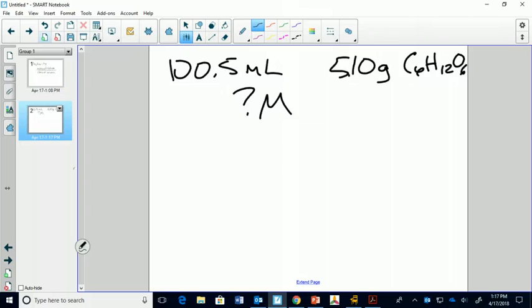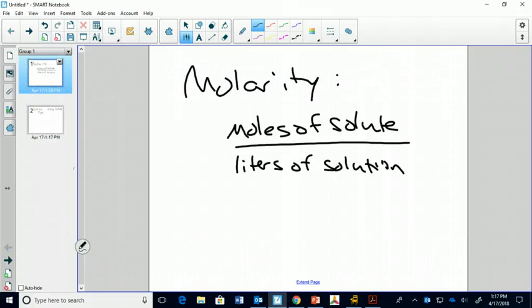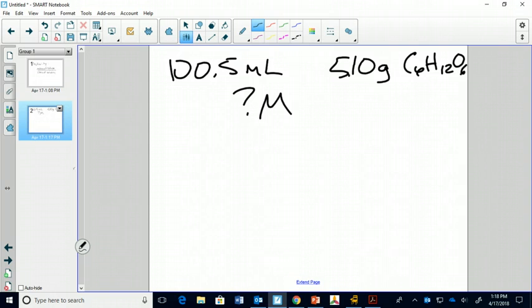Okay. So there's two things we have to figure out, right? How many moles of glucose do I have, because that's our solute, and how many liters of solution do I have? We cool? Do they give me moles of solute? No. Do they give us a solute? Glucose, right? But how do they give us that? In what units? In grams, which is mass, right? It's not moles. So how can I go from mass to moles? What conversion can I use? I can use molar mass, right?